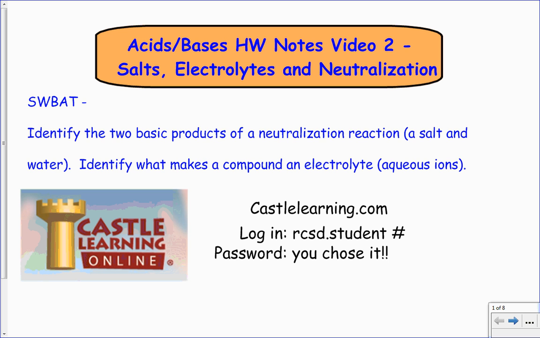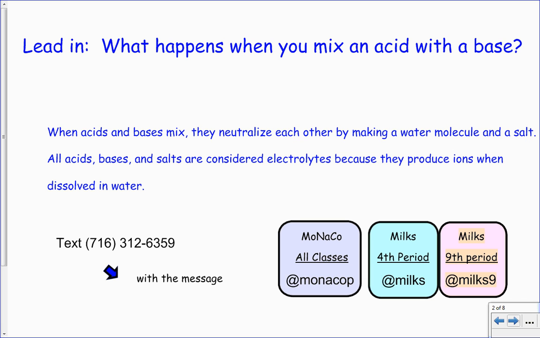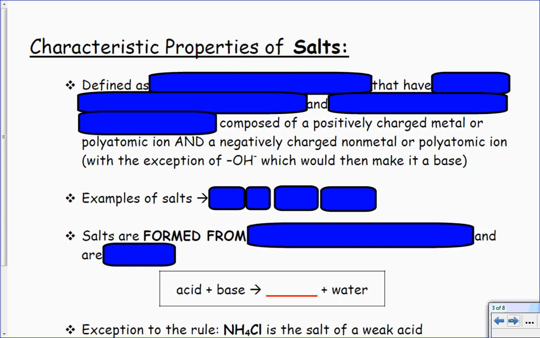Basically, we're going to need to identify the two basic products of a neutralization reaction and what makes an aqueous compound an electrolyte. So what happens when I mix the acid and the base together? They neutralize, they always form a salt and water. That's a basic characteristic. When we do the 7 equations during organic, and you have to memorize all 7 equations, you'll find this neutralization reaction is one of them, so we will already know it because of acid-base.